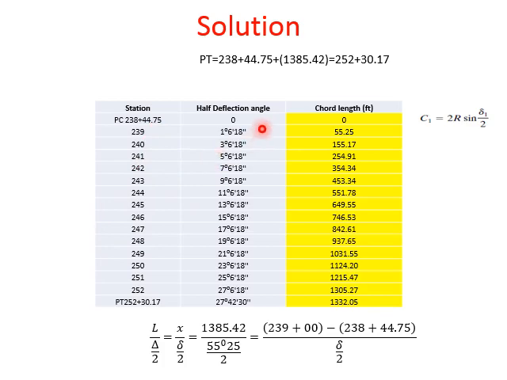Then you have to calculate the half of the deflection angle. Why half? Because we are calculating the angle between the tangent and the chord, which is half of the angle of the curve. So you find out half angle from here. Okay, so how do we do that?